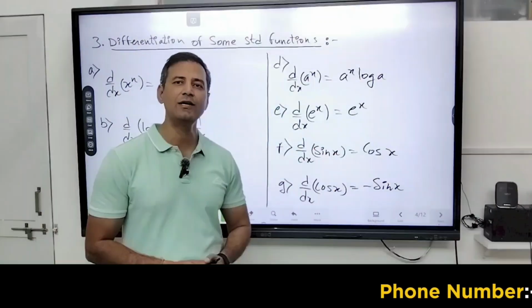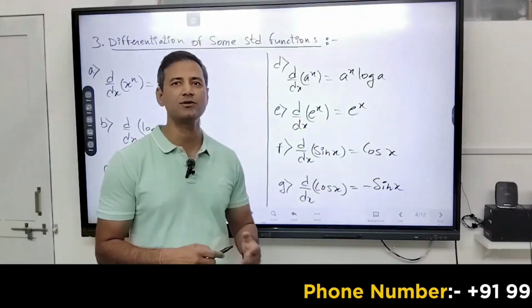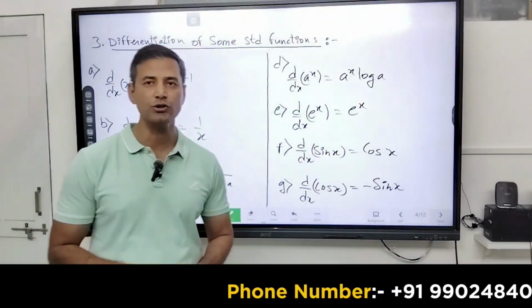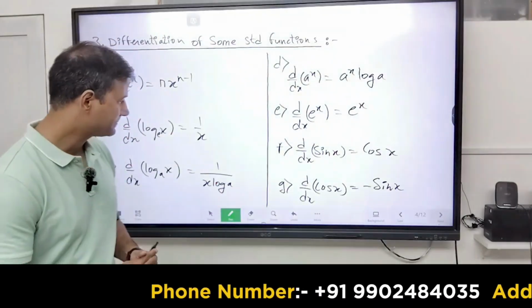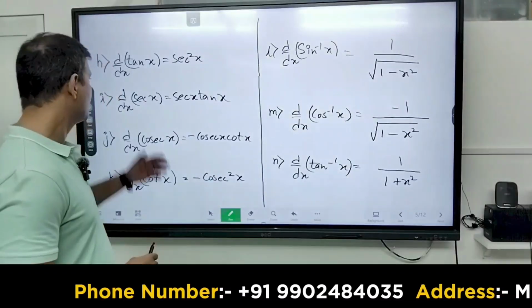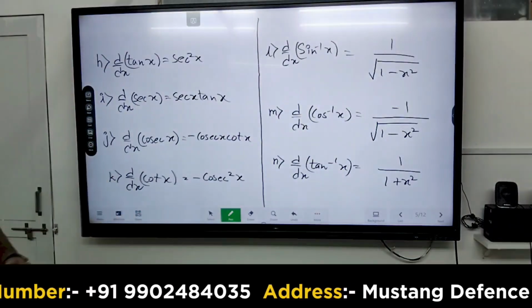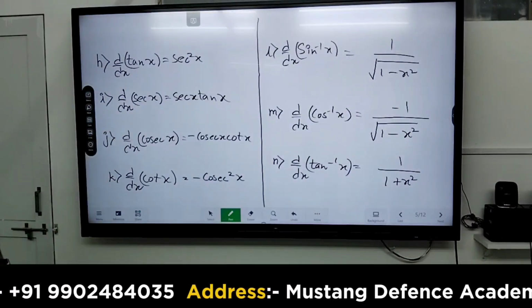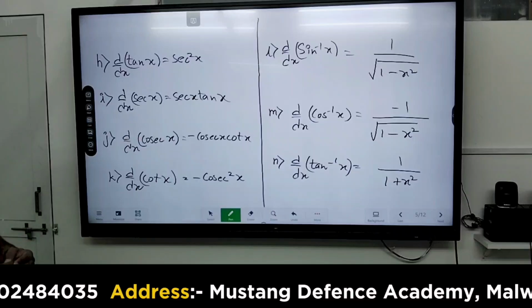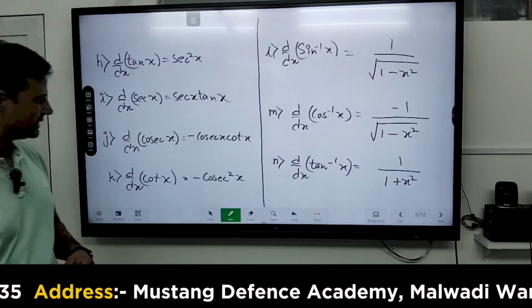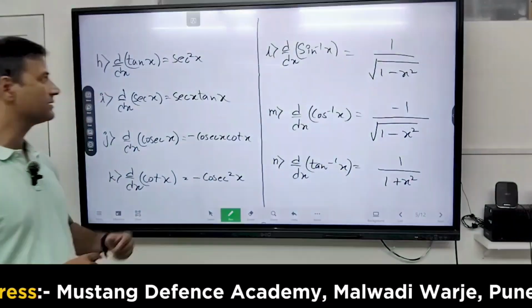D by dx of sine of x, or derivative of sine of x, is cos of x, and derivative of cos of x is minus sine of x. Derivative of tan of x is sec squared of x. Derivative of sec of x is sec of x tan of x. Derivative of cosec of x is minus cosec x cot x. Derivative of cot x is minus cosec squared x.